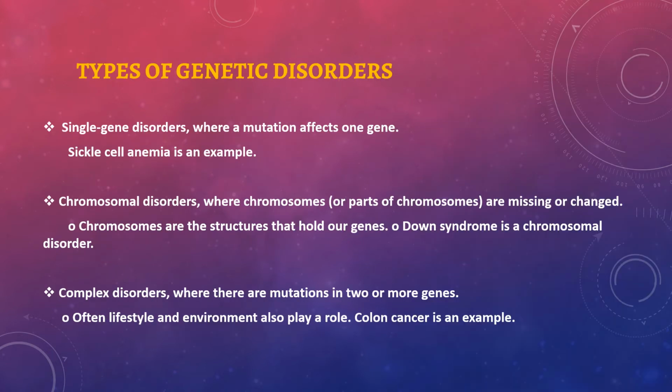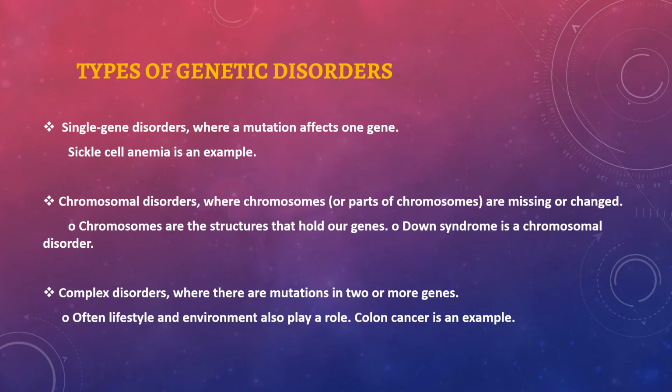Next, the types of genetic disorders. Single gene disorders. First is single gene disorders, where a mutation affects only one gene. So if only one gene is being affected, or if there are changes in only one gene, then that is called a single gene disorder. A very good example of this is sickle cell anemia.